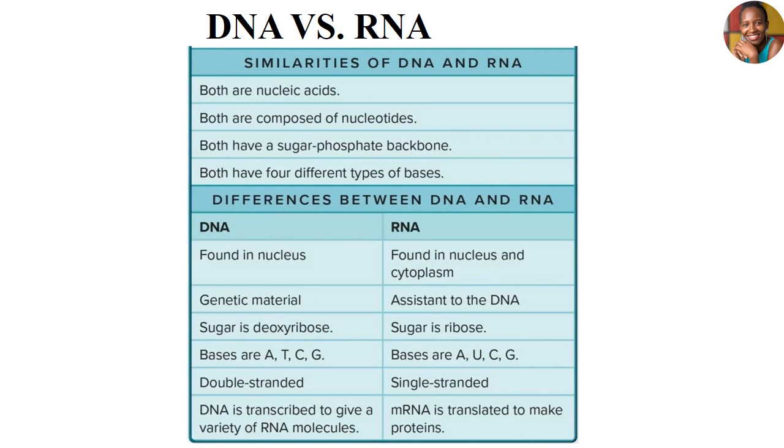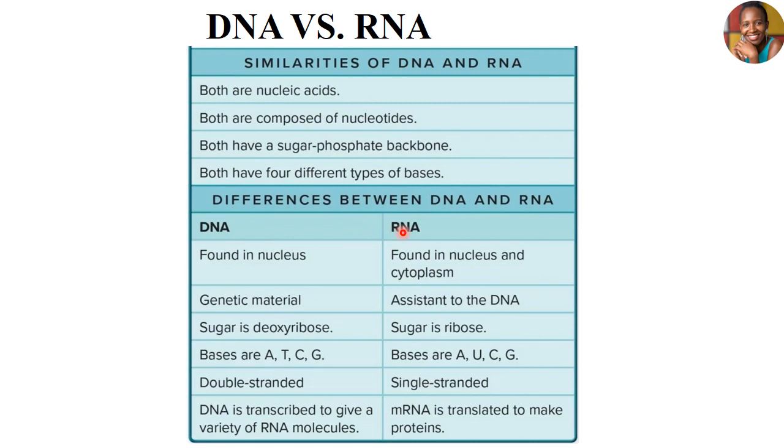So to finish up, what is the difference between DNA and RNA? There are similarities and then we have the differences. With similarities, both of these are known as nucleic acids, of course. They are composed of nucleotides. They have the pentose sugars as their backbone, and they have 4 different types of bases. So here are the similarities. They are nucleic acids. They are made of nucleotides. They have phosphates, or the sugar phosphate backbone, and they're made up of 4 different types of bases.